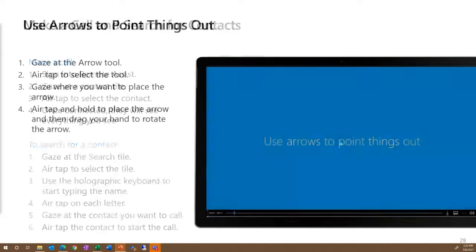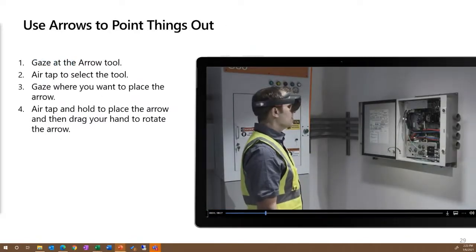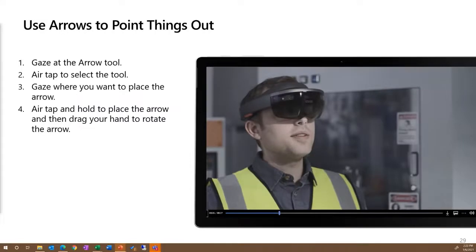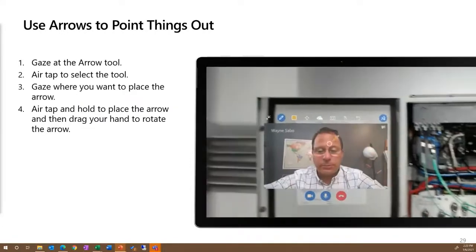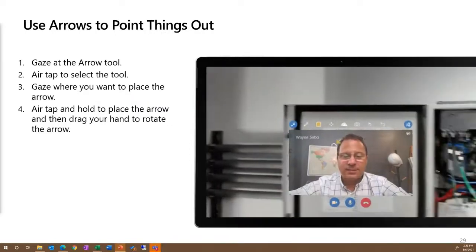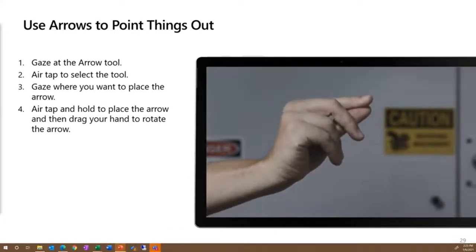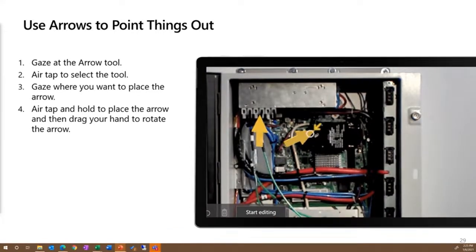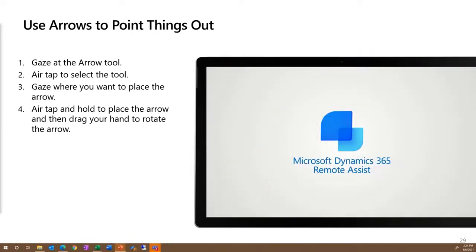Okay. So arrows can be very useful as well. You can use arrows to highlight objects you want to bring attention to in the physical world. For example, point to a part on the machine that needs fixing. First, gaze at the arrow tool and then air tap to select it. Then gaze where you want to place the arrow, air tap and hold it to place the arrow, and then drag your hand to rotate the arrow.